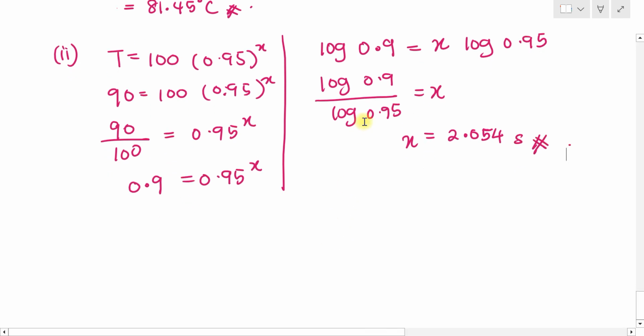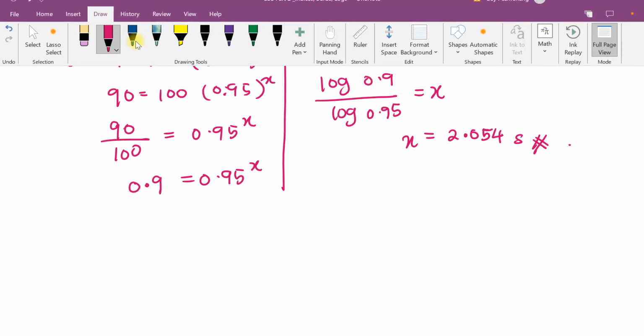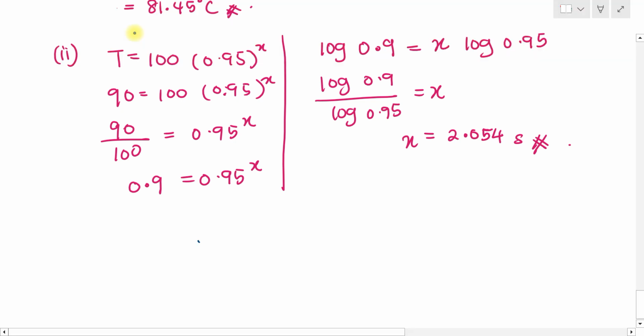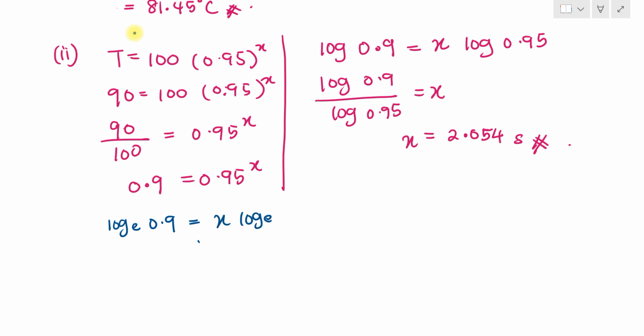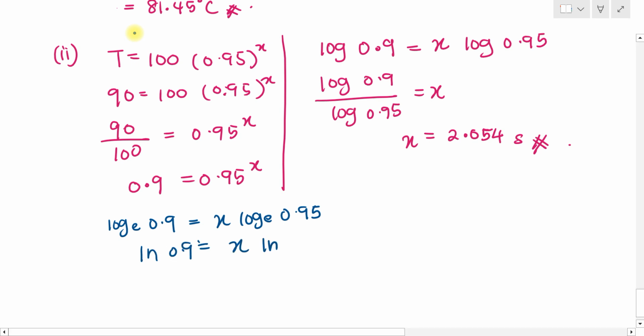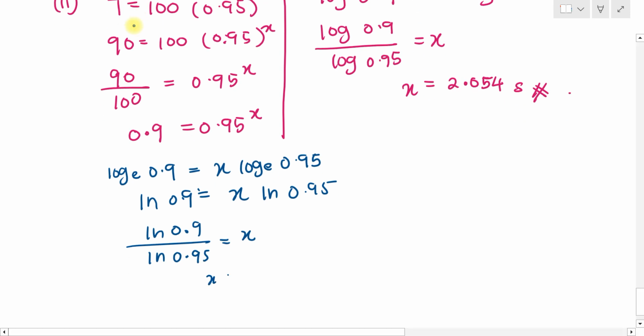Okay. Let's say you don't want to use the log 10. I want to use ln. How to use ln? Alternatively, you can do like this. Ln means log E, right? So log E 0.9 equal to x log E 0.95. And then change it to ln. Ln 0.9 equal to x ln 0.95. Ln 0.9 divided by ln 0.95, you'll get your x.